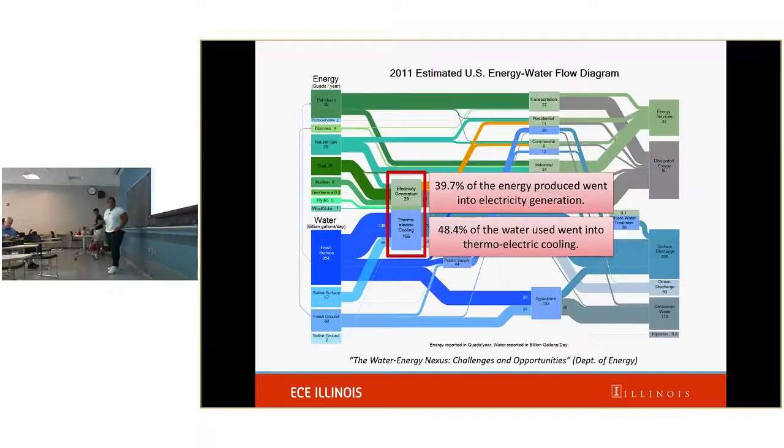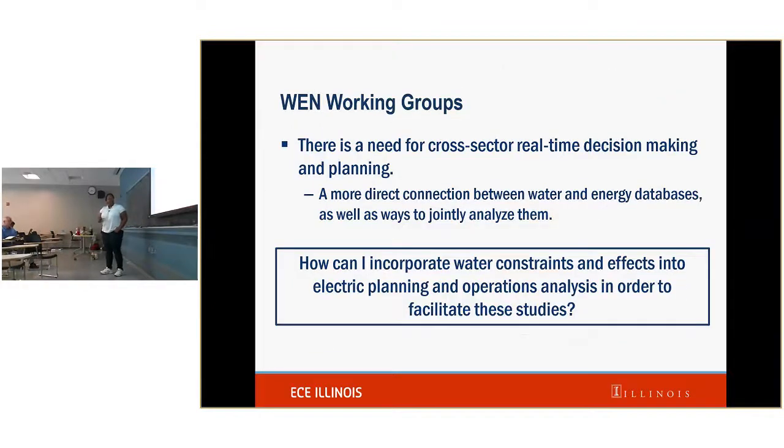To look at how much water is used for thermoelectric cooling, this is a graphic I like to use. It was released by the Department of Energy in their 2011 report. It shows that about 40% of all energy produced in the US is used for electric generation. But at the same time, about 50% of the water used in the US is used solely for thermoelectric cooling. And so the electric sector uses up a lot of this country's water on an annual basis.